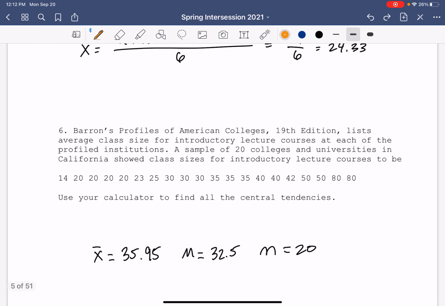Ooh, what is this? It says use your calculator. Okay. Finding the mode is a bit harder to find on the calculator, but these values we can find. And let's see if we can videotape this. Let's see if we can do this together.